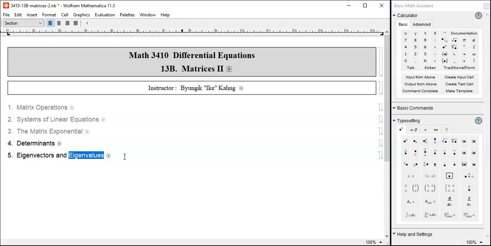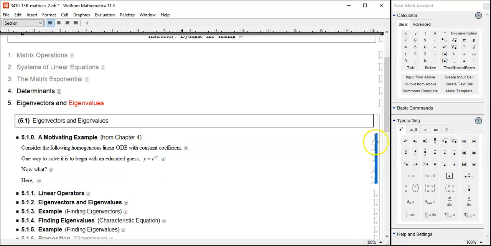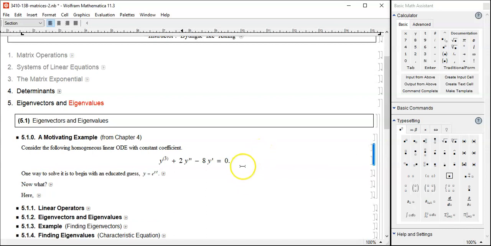Eigenvalues. Have you? I hope the answer is yes, because I've been using this term way back, possibly from chapter 2, at least from chapter 3. In case there are some students who are a little bit hazy about these, let's have a motivating example which will double as a reminder. A motivating example from chapter 4, and here's a homogeneous linear ODE with constant coefficients, like this.